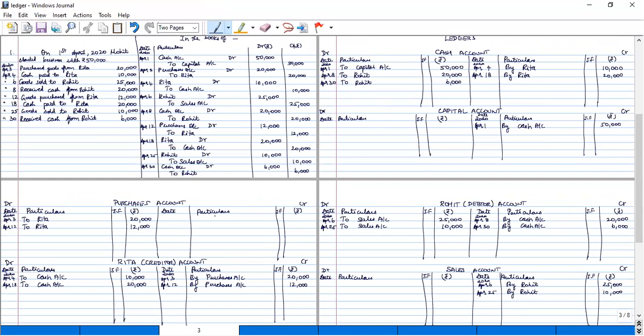Yes, children. So today we have learned what a ledger is and how to post ledger entries from the journal.